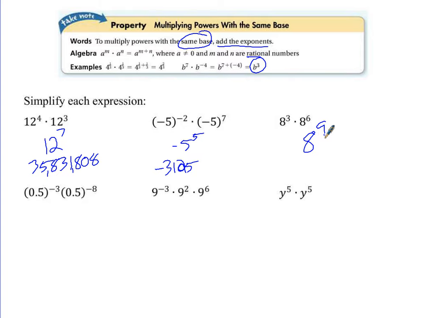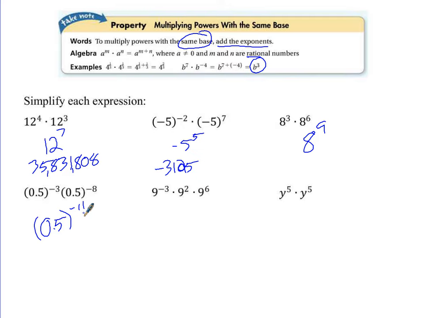Okay. Go ahead and do the next 3. What do we get for that first one? 0.5 to the -11. Is that an acceptable answer? My answers can never have negative exponents in them. So that's not an acceptable answer. I have to go one step farther.